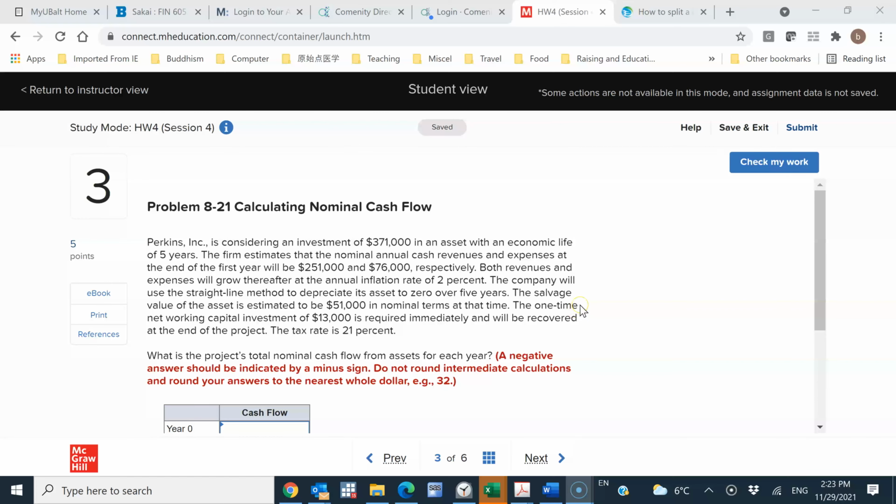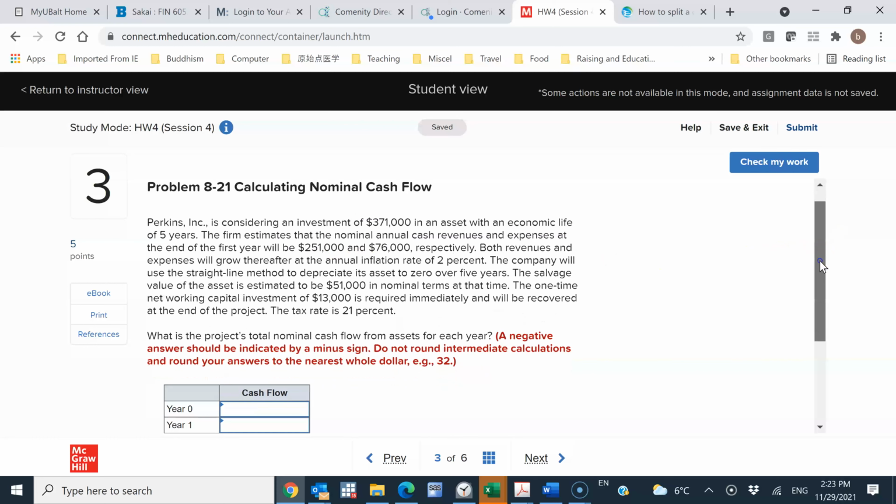This is question number 3 of homework 4 for session 4. So Perkins Incorporation is considering an investment of $371,000 in an asset with an economic life of 5 years.